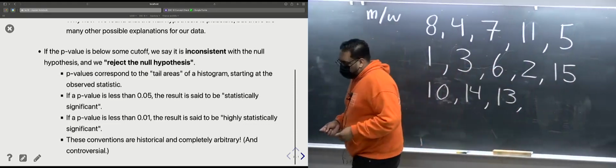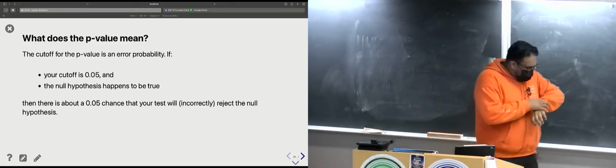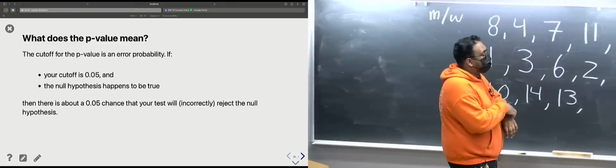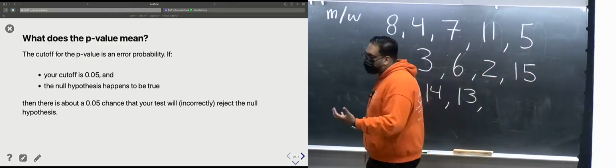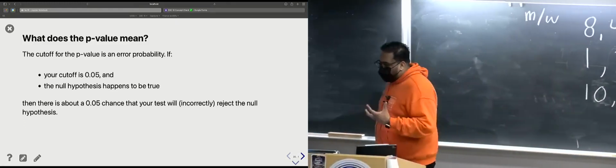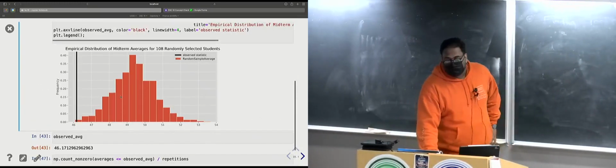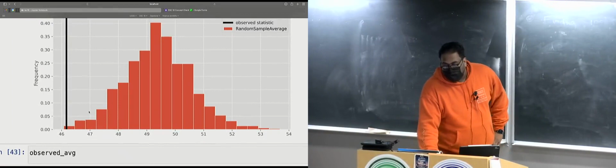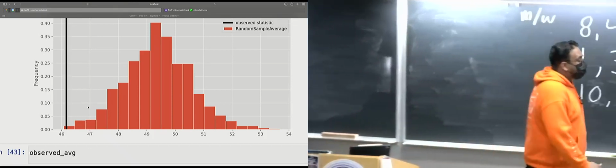Okay. So what does this mean again in context? Well, here's another way to look at it. The p-value cutoff that we choose, say 5%, is an error probability. And here's what I mean. Suppose we choose a cutoff of 5%, which might correspond to, say, an average exam score of 47 or something. Or pretend that's our cutoff.